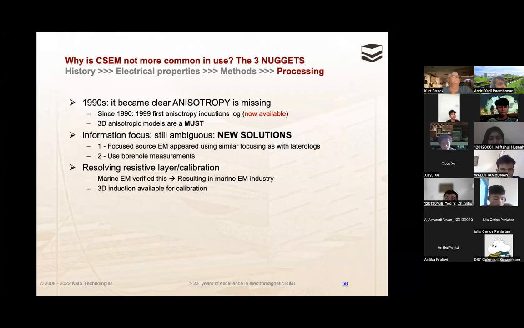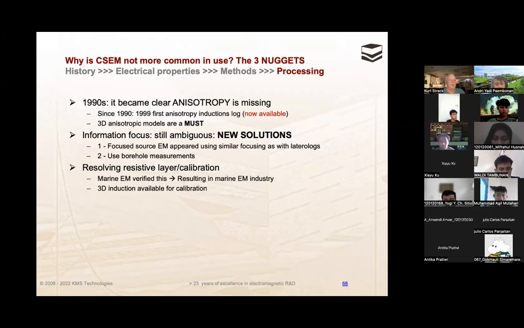So, why is controlled source electromagnetic not more in common use? Three nuggets. In the 1990s, we stopped using CSEM because we clearly knew we could not understand the anisotropy because we didn't have the vertical resistivity from boreholes. Now it's available. The 3D induction log exists. We can measure it and we know how to derive it. In the 1990s, we didn't know how to do it. All we would know is how big of an error we would make and that our measurements were not good enough.